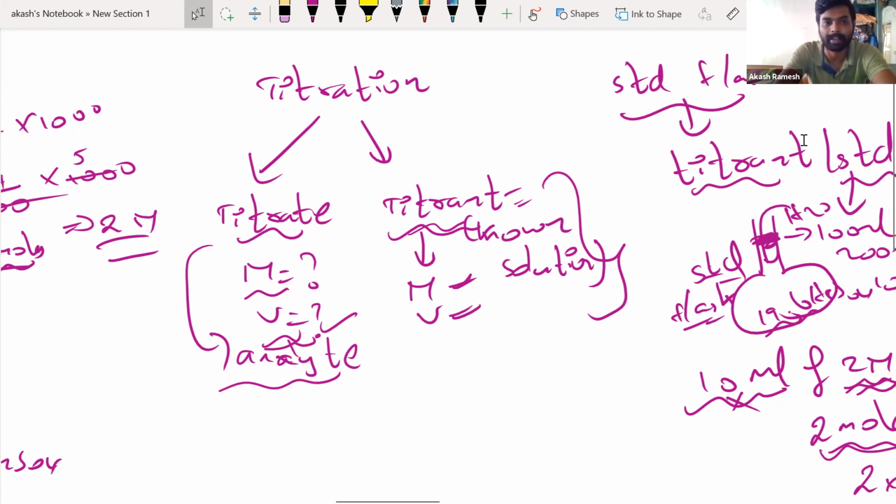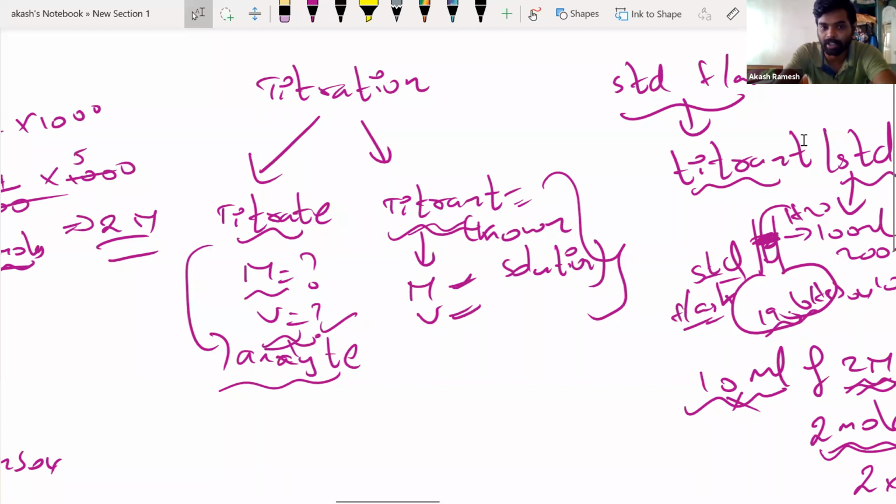One is what is called the titrate. The other one is what is called the titrant. Titrate is the one which is unknown. We don't know the molarity. And volume we will be able to measure. I hope you all know how we will measure the volume of the unknown solution. Anybody remembers? Volume of titrate will come from what?